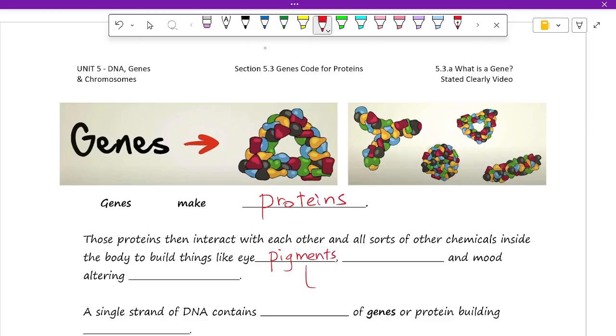What is a pigment again? It's a coloring, a color. Freckles. And mood altering hormones.